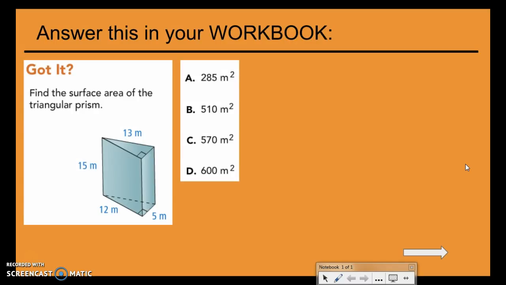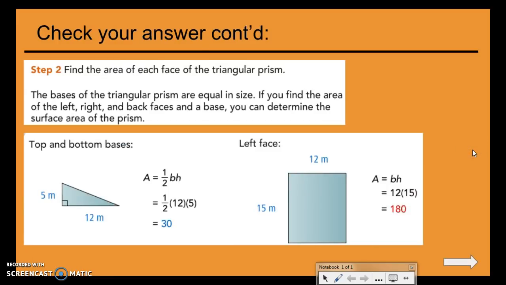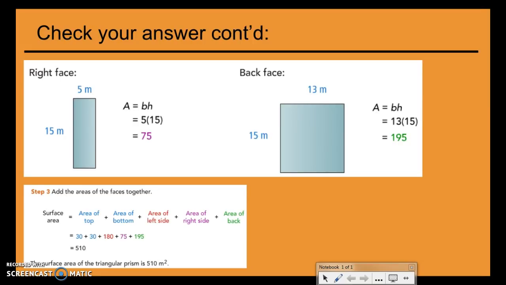Okay, so I know this one looks a little bit terrifying, but guys, don't freak out. It's just a little bit different than what we saw. The steps are still going to be the same. You are still going to draw your net and figure out the dimensions of each of your shapes. So again, step 1 is to draw your net. Here's your net. Step 2, find the area of each of your surfaces. You have your top and bottom bases, which are both right triangles. There's your formula for that. And you have your left face, which is a rectangle. Have your formula for that. Right face and back face are 2 different shapes. And then the last step is to add them all together.